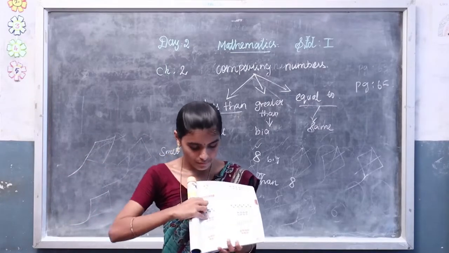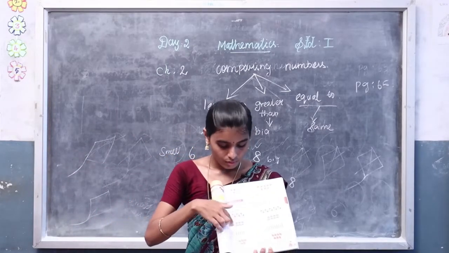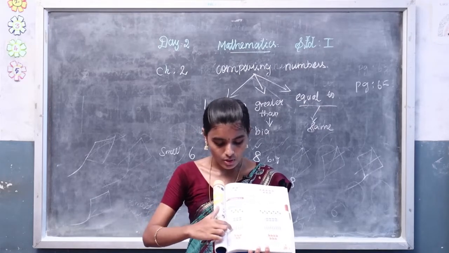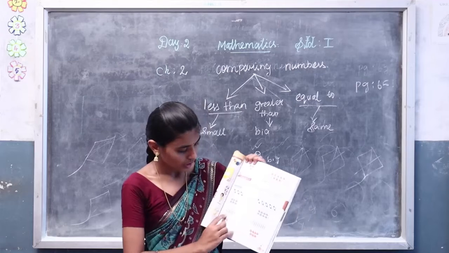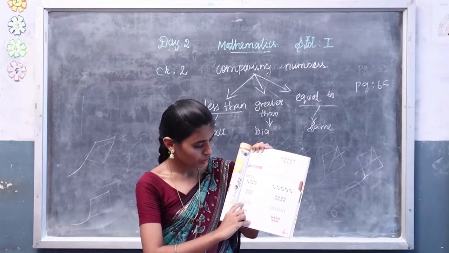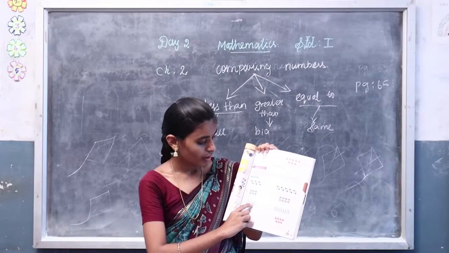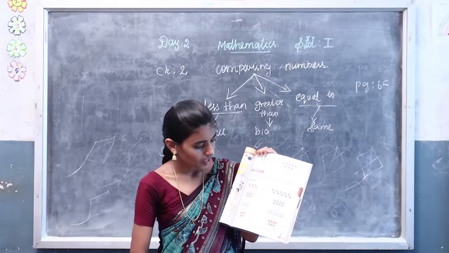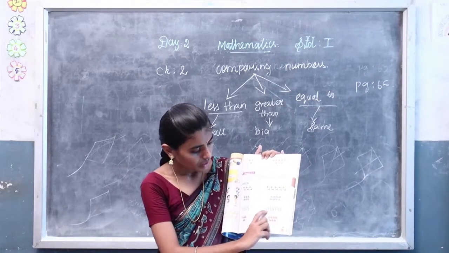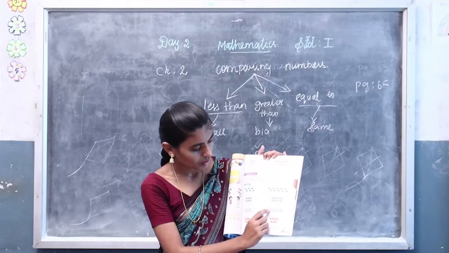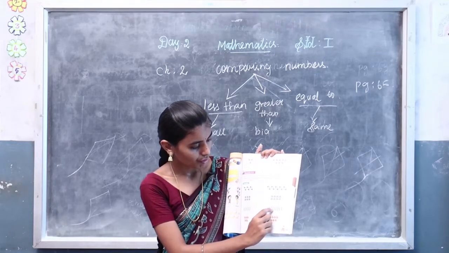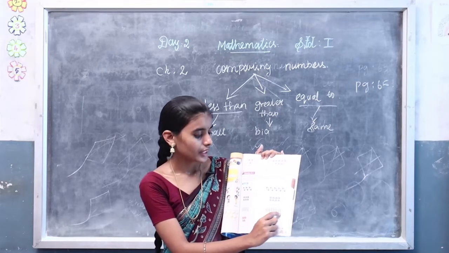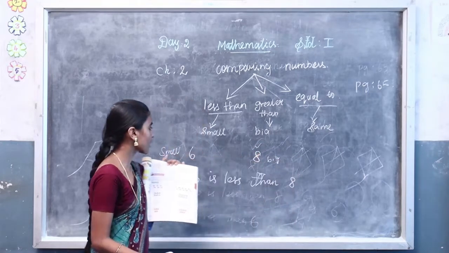Then see the third sum. What are all in the third sum? These are all pencils. So count the pencils in the third sum. Count the first box. 1, 2, 3, 4, 5 and 6. There are 6 pencils in the first box. Count the second box. How many pencils are there? 1, 2, 3, 4, 5, 6, 7, 8, 9. 9 pencils are there in the second box.